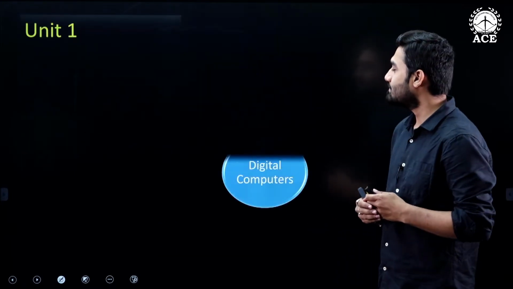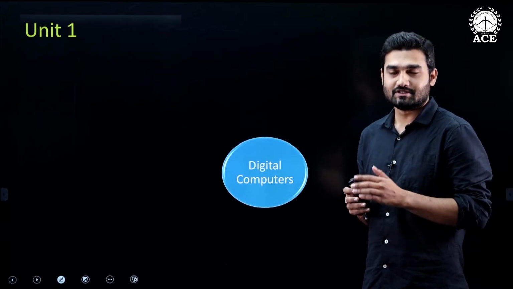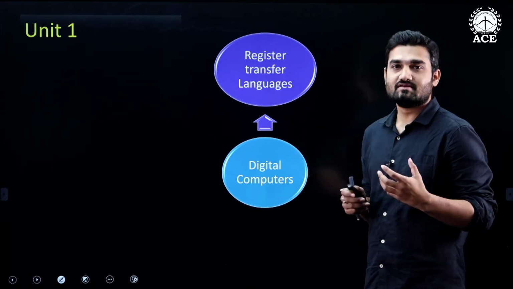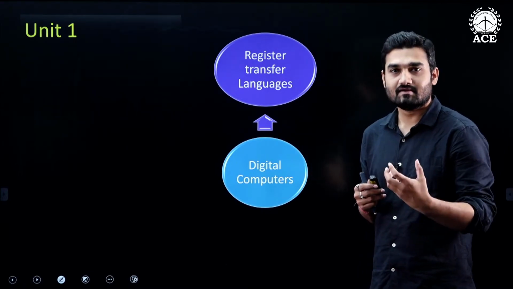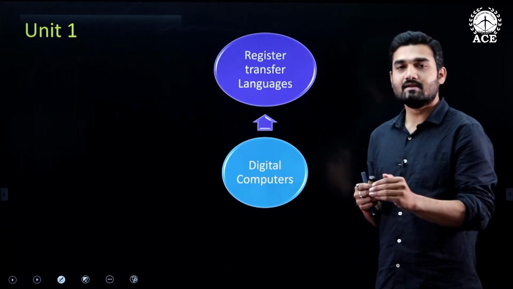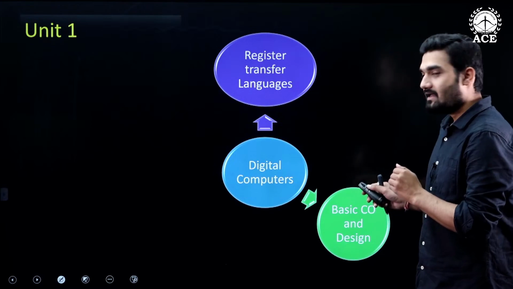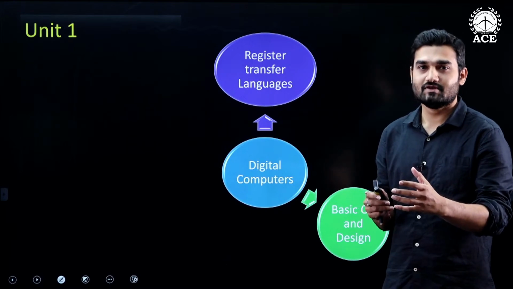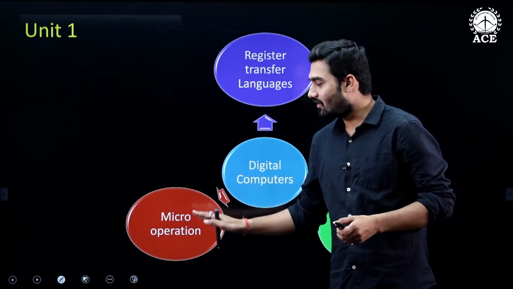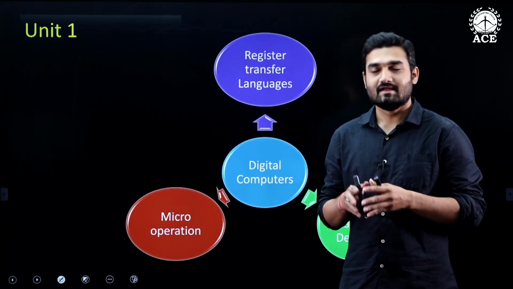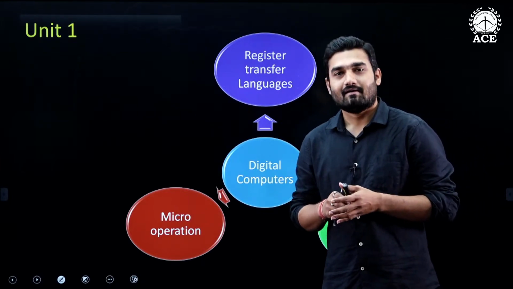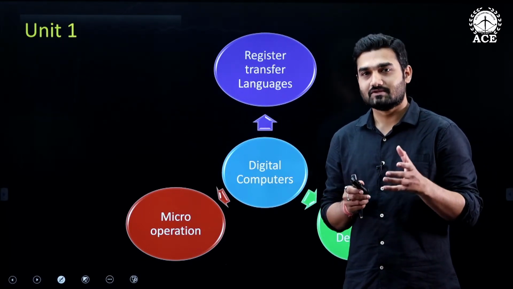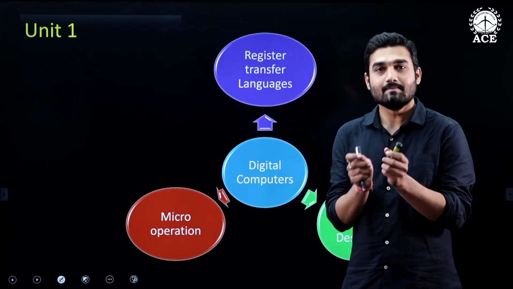In Unit 1, it's all about your digital computer. From the digital computers, we will come to know about the registers and how registers transfer their data through the bus. Then in the second part of Unit 1, we will come to know the basic computer organization and its design. In the third part, we'll know the micro operations present in a basic CPU, like arithmetic micro operations and logical micro operations. These are the important topics.